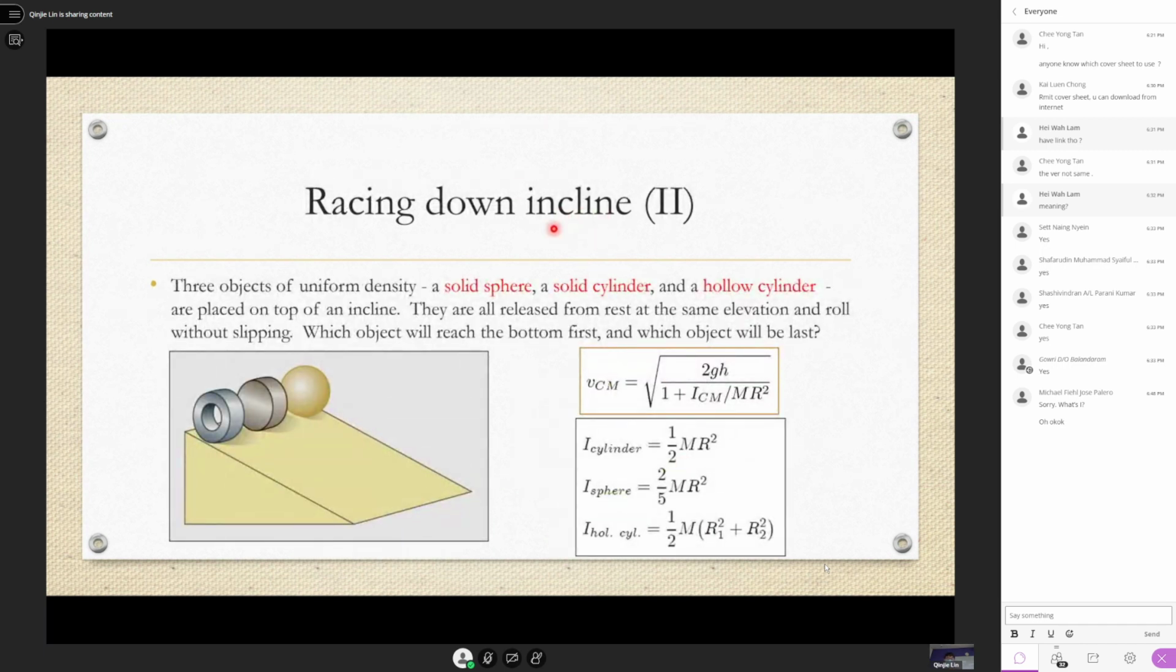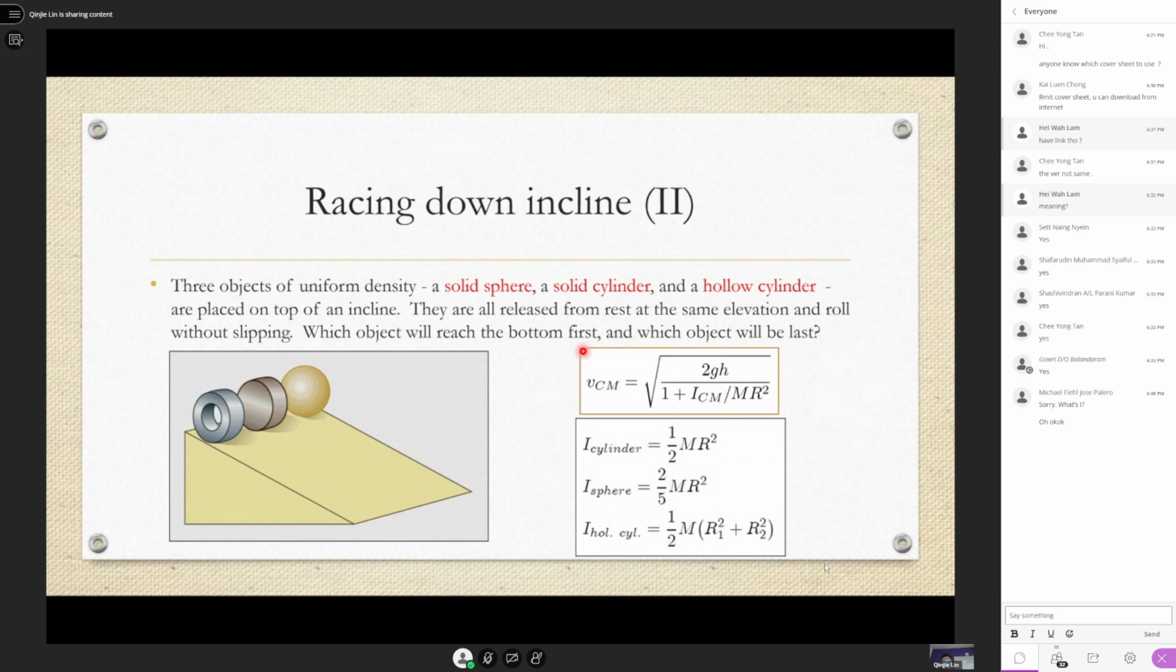Then another example of racing down an incline. Three objects of uniform density: one is a solid sphere, one a solid cylinder, and also a hollow cylinder. These three are placed at the same line, and they are all released from rest. You want to see which one reaches the bottom first. We also assume that there is no slipping, which is what we have been studying up to now. Which object reaches the bottom first?